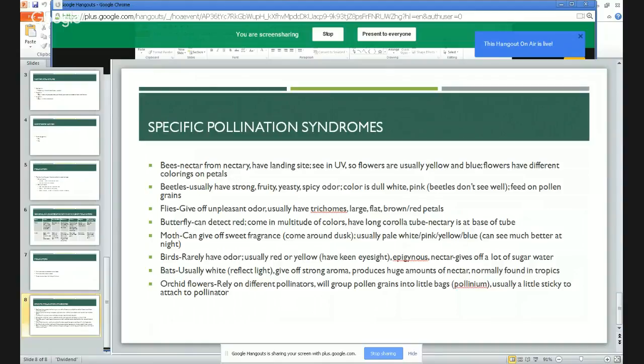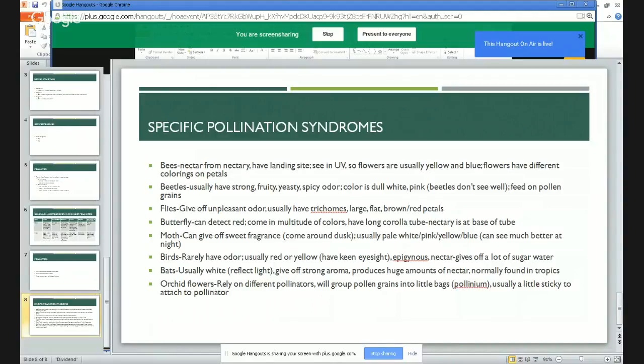For beetles, if you're pollinated by a beetle, they have a very strong odor since they're a little more susceptible to scents and odors. They don't see very well, so the flowers don't often make crazy pigment colors because the beetles don't see very well in those colors. And oftentimes the beetles will eat some of those pollen grains as well.